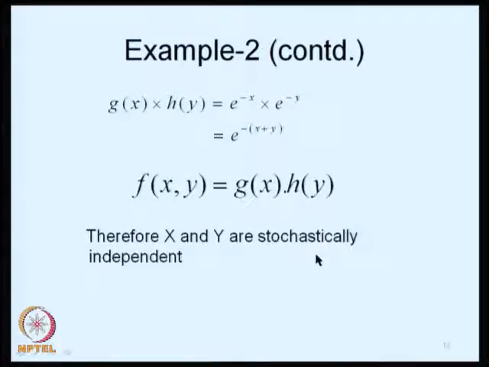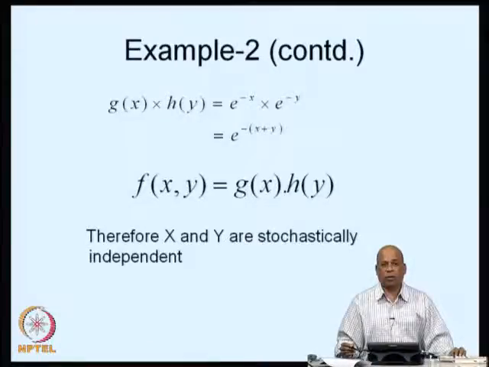So, you get g of x into h of y is equal to e to the power minus x into e to the power minus y, which is e to the power minus (x plus y), and therefore, f of x comma y is equal to g of x into h of y, and therefore, x and y are stochastically independent.